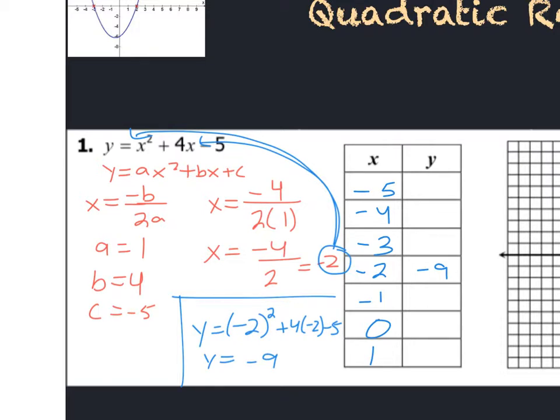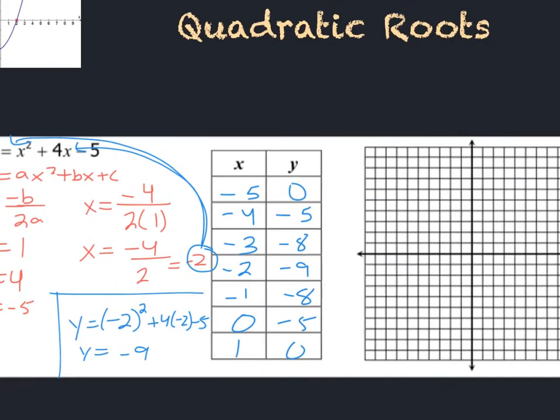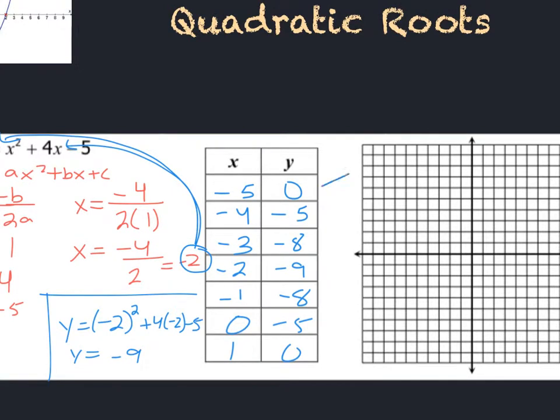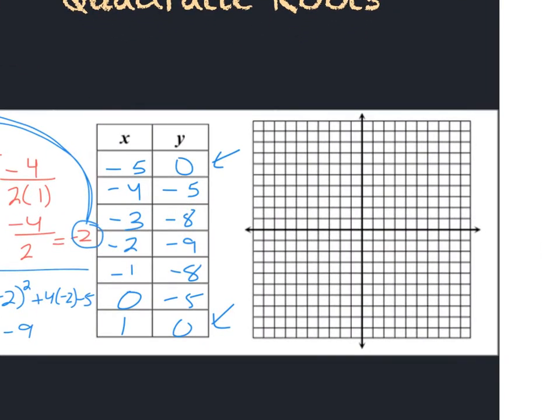Now, the rest is just calculator work, so plug all these numbers into your calculator or try to do them. These are pretty easy numbers, so you might be able to do them by hand. But if you do that, you should get 0, negative 5, negative 8, and then negative 8, negative 5, and 0. So before we even graph it, it looks like we are going to have 2 solutions, or 2 quadratic roots, or 2 zeros. Okay? But let's just go ahead and graph it for fun. Negative 5, 0.